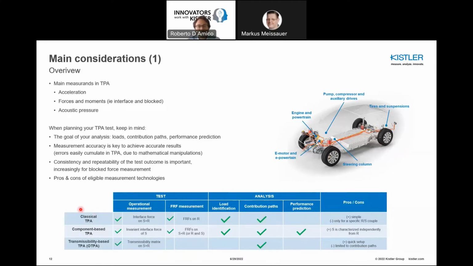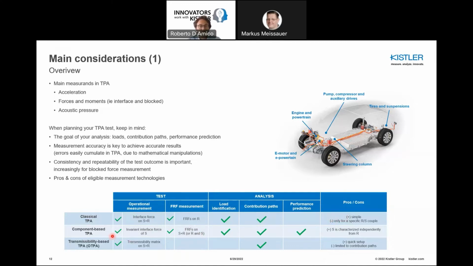We have three classes of methods. We have classic TPA, which relies on operational measurements, and what you're going to get out of it is interface forces. And of course, you will also perform FRF measurements on the receiver, and you will be able to obtain as an output loads, more information about the loads, more information about the contribution paths in a rather simple fashion, but only for a specific receiver-source couple.